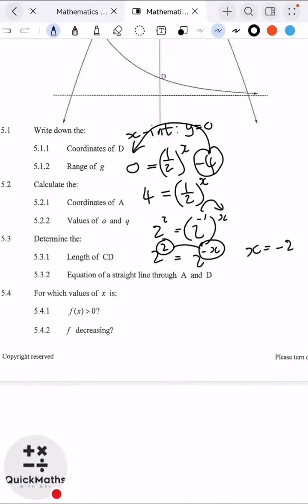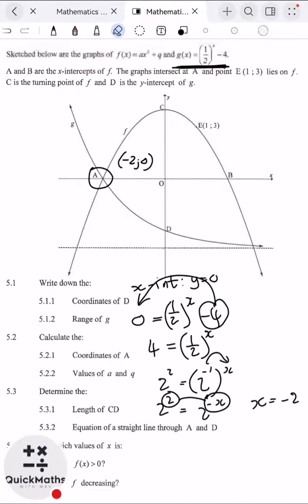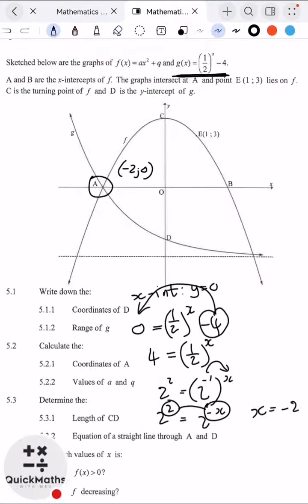Okay. So that means that the coordinate of A is minus 2 as an x and 0 as a y. Remember, coordinate has an x and a y value. The values of A and Q. So those, let's go back there quickly. Those are these values. There's an A, there's a Q. Those are the values we want to find.